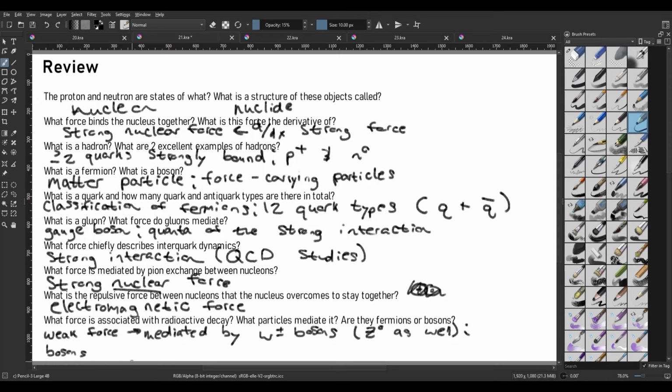They are the vector or gauge bosons of the weak force, because they represent the weak force. The weak force isn't a particle. The weak force is a term descriptive of exchange of W plus and minus and Z bosons. So that's our vocabulary review for nuclear and subnuclear structure.